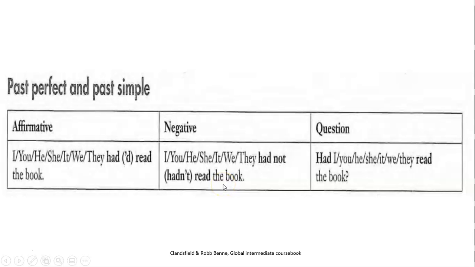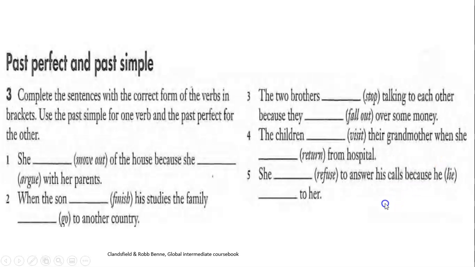And in a question, you just have to remember to invert, so put the auxiliary first before the subject, right? That contrasts with the affirmative and negative, where you have the subject first and then the auxiliary had. So had, subject, and then the past participle.